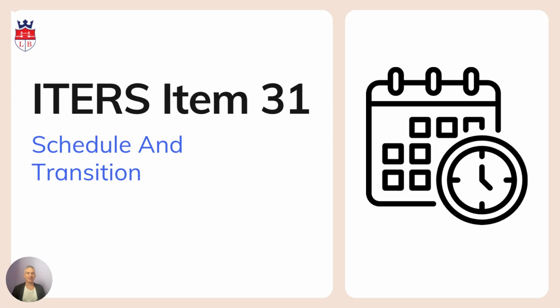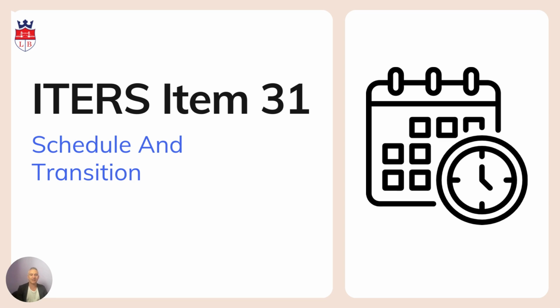This item is about scheduling and transitions. And in this short video and presentation, we're going to look at ITERS, the Infant and Toddler Environmental Rating Scale, Item 31. And of course, ITERS is a rating scale for early years classrooms or settings where you look at different aspects of the early years environment and rate it between inadequate being a rating scale 1 and excellent being a rating scale 7.